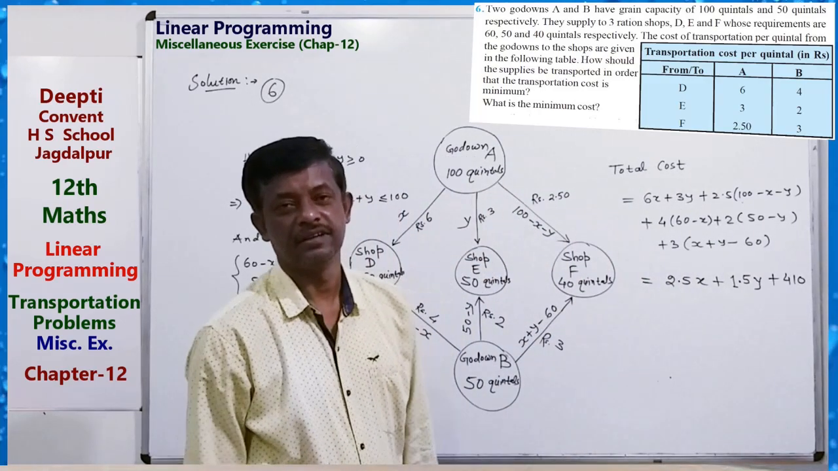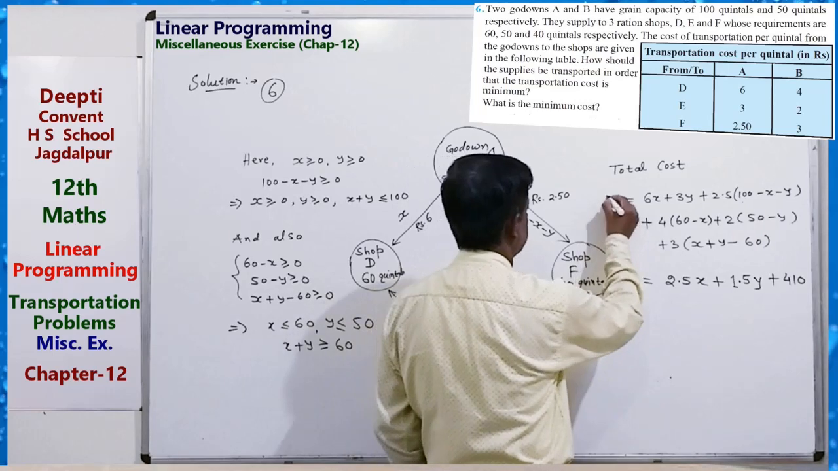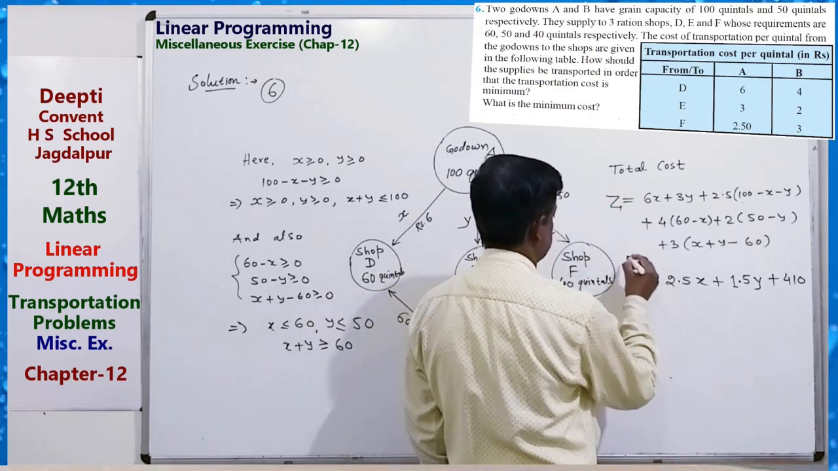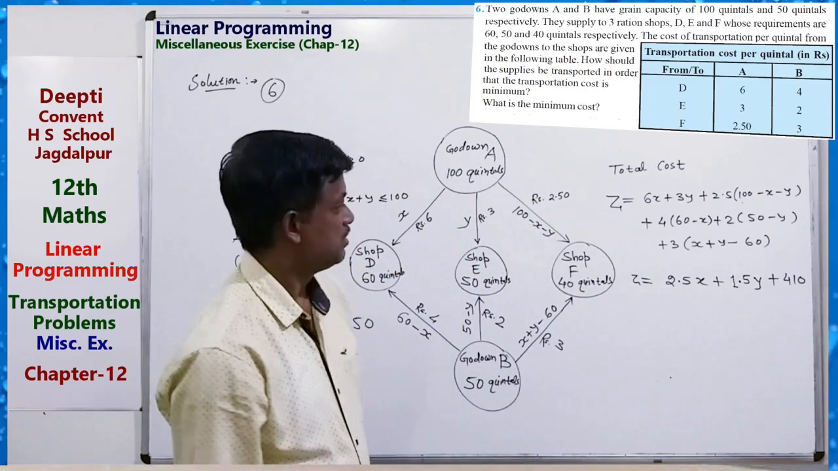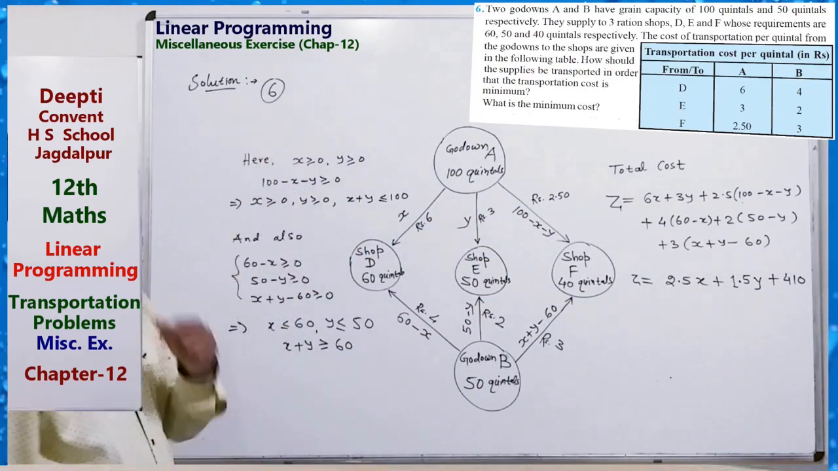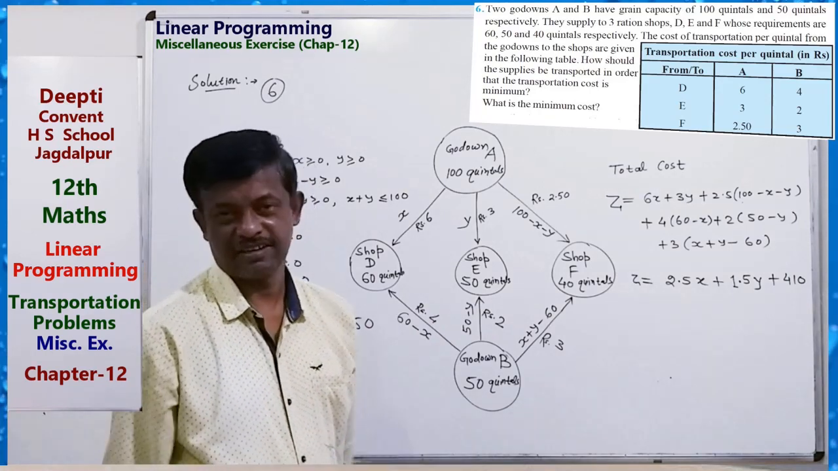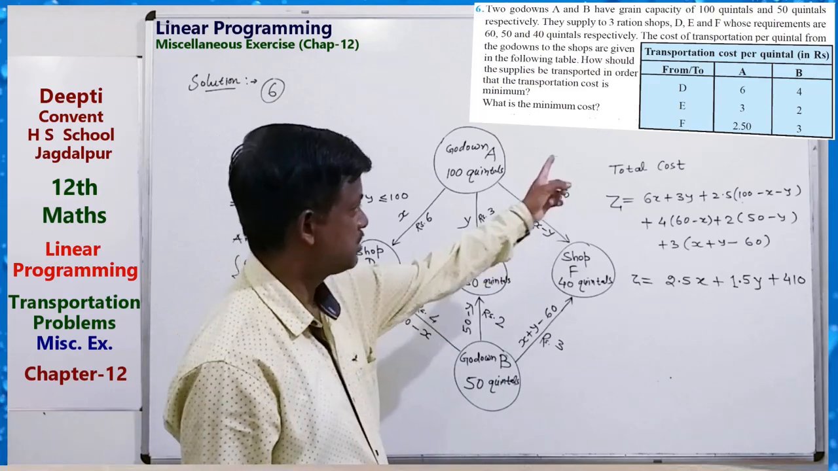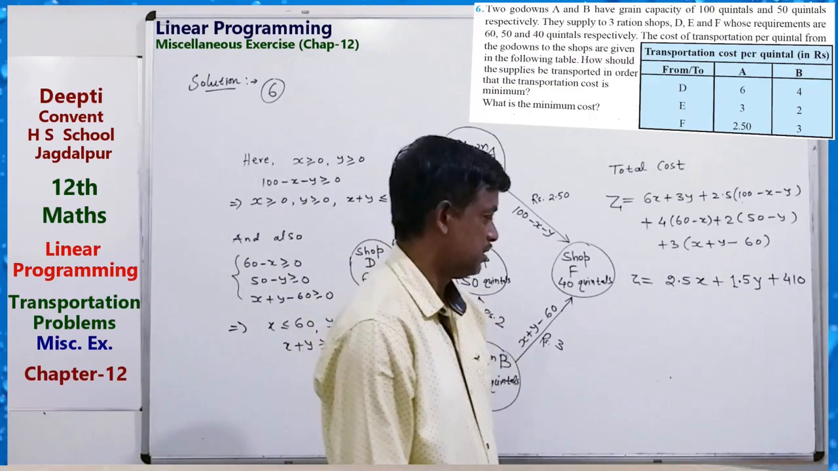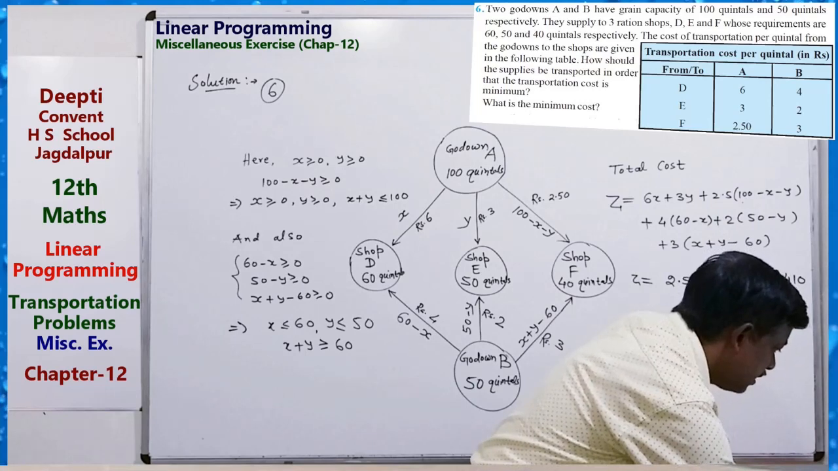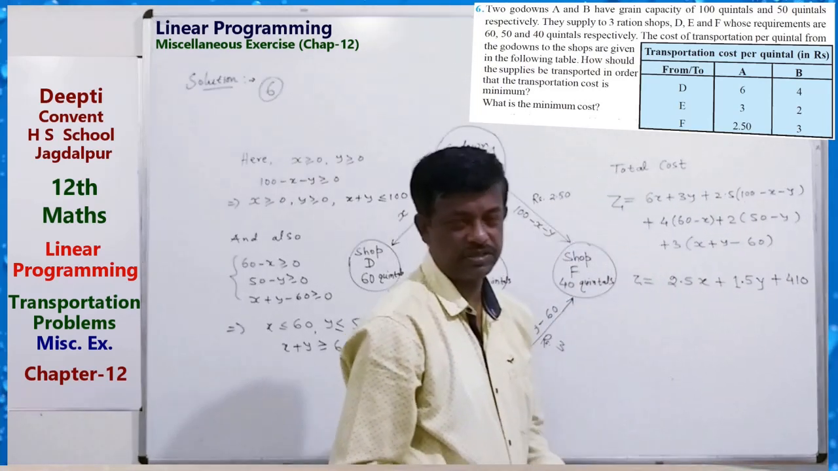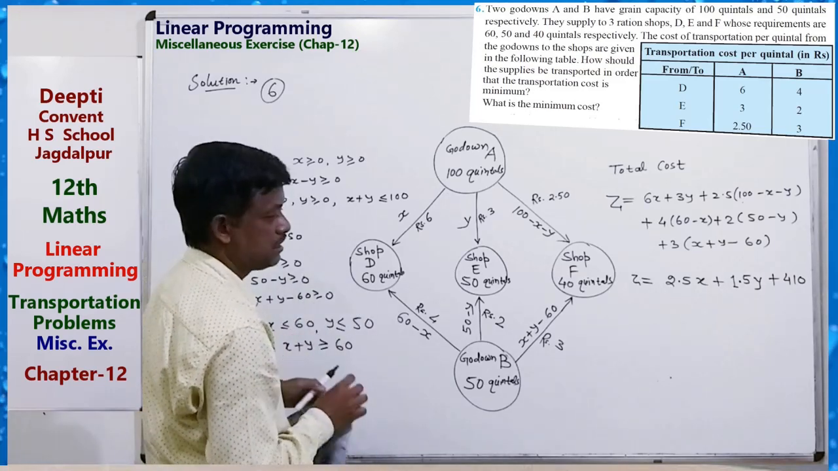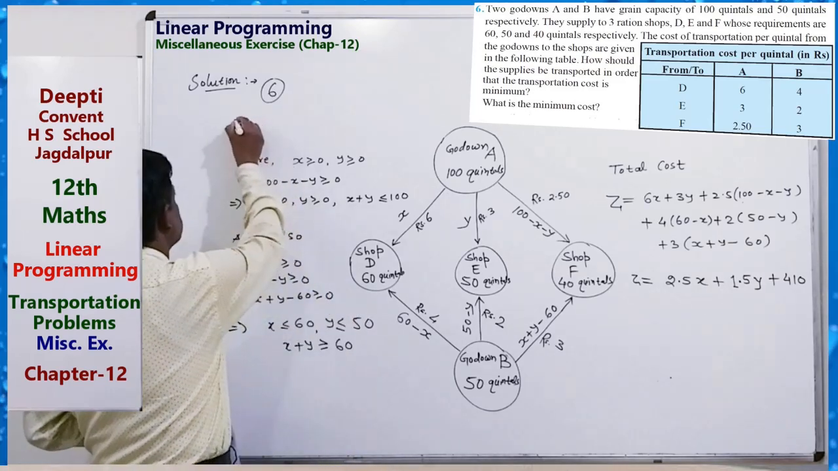So this is the cost function, Z equals this. Clear? So the cost function and these are the constraints. So the formulation can be done by writing that the cost should be minimum. So the problem given in the question can be formulated thus.